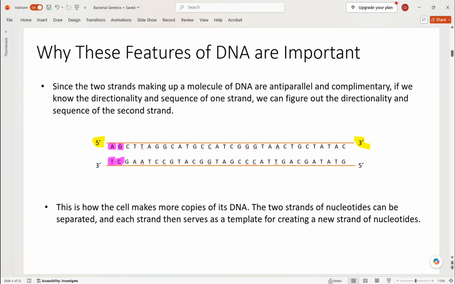And because of this phenomenon, the cell is going to be able to essentially separate these two strands and use each one as a template or a guide to build a new second strand. It's really snazzy, y'all. I can't wait until we get into DNA replication. But for now, just knowing that these two strands are always anti-parallel and complementary is going to help us out.